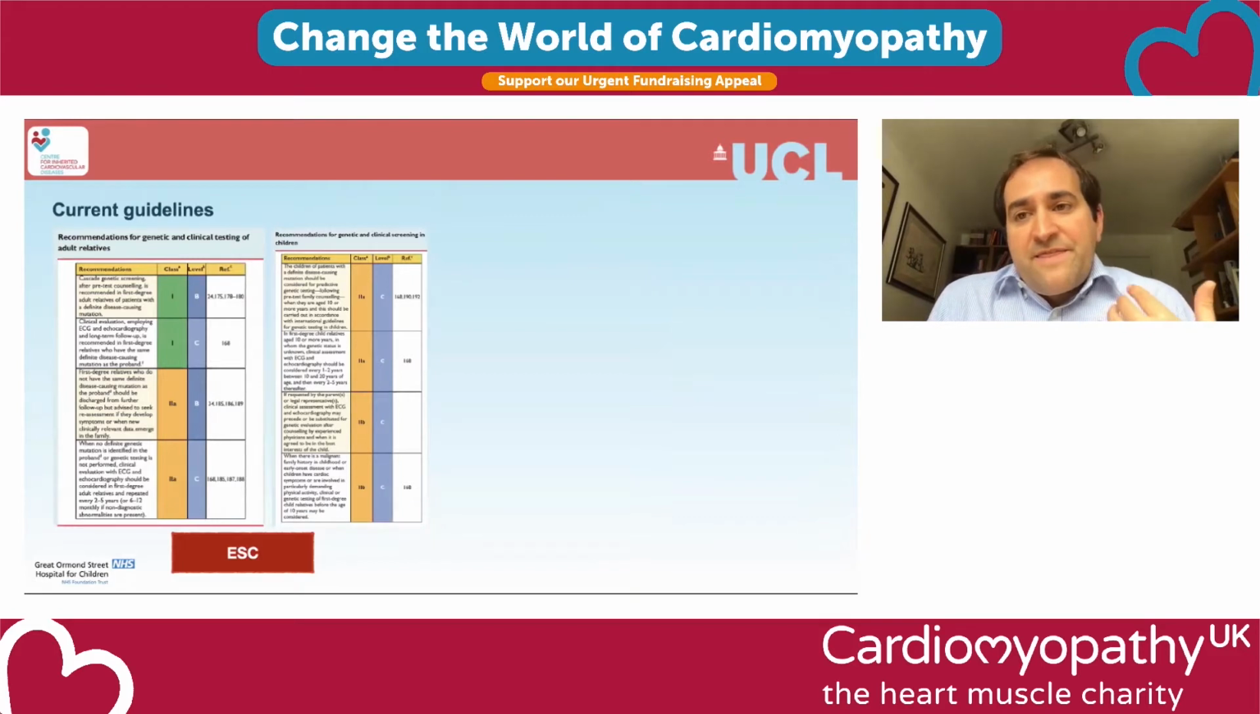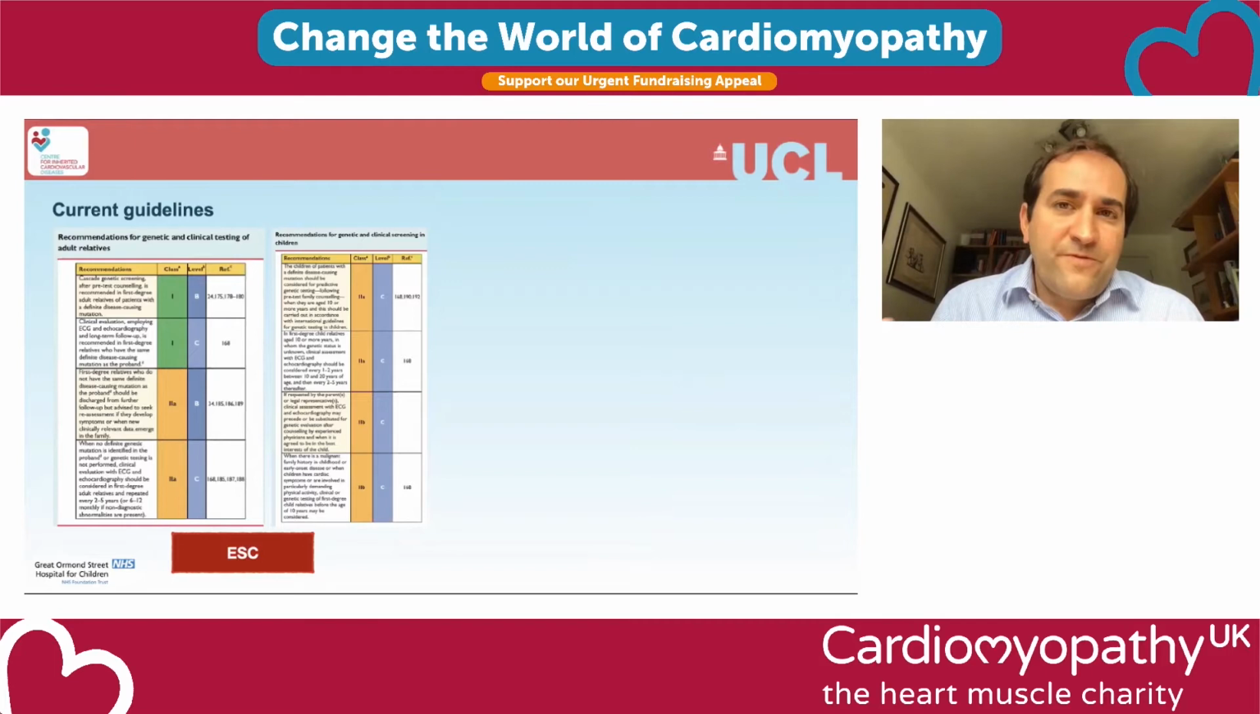The guidelines at the moment, so the international guidelines, do recommend this form of clinical and genetic screening, cascade screening, really to all first-degree relatives. That's somebody who's directly related to somebody who has the cardiomyopathy. So that would be a child or a sibling or a parent, and that's a universal recommendation that should be performed.